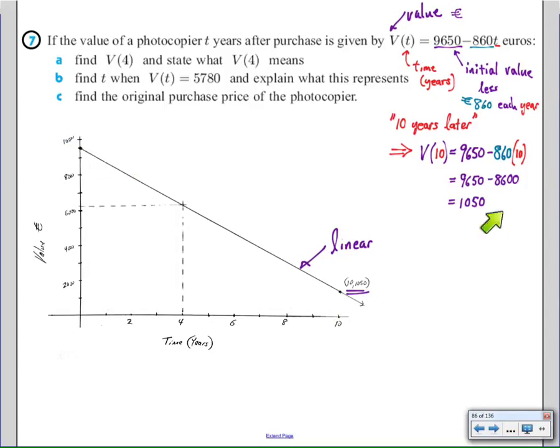Oh, yeah. So I knew that 10 years later the value of the copier was this much, and I knew how much the copier was worth at the beginning. I knew there was a constant rate of decrease, and so I drew the line.